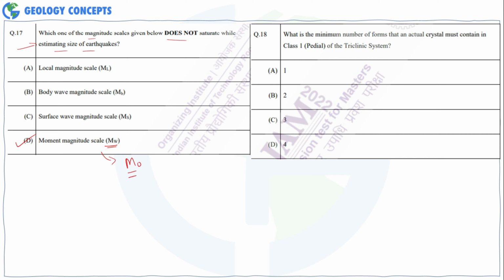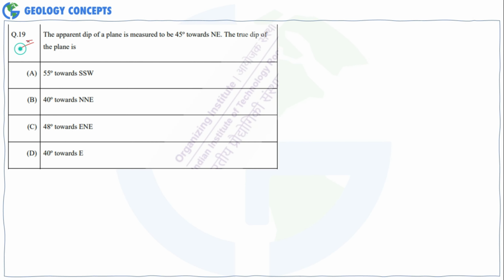So this is something which can give you the best possible results in a large earthquake, such as we had one in 2004 associated with the tsunami. So it was a 9.4, 9.5 magnitude earthquake. So it was calculated using the moment magnitude scale. So this is the one which does not get saturated. All of these things I have taught in the class, so I hope at least my students would have done it correctly. Alright, next question.